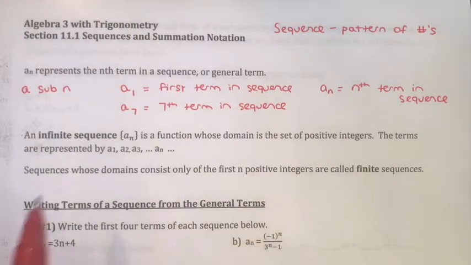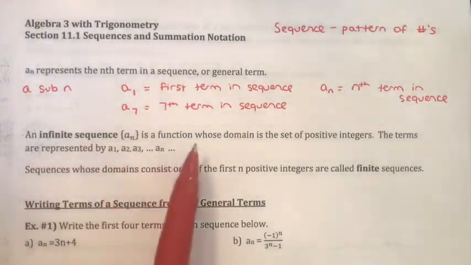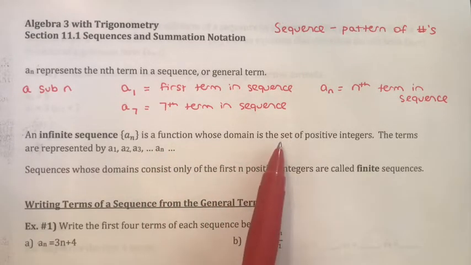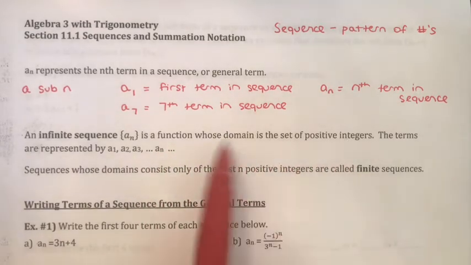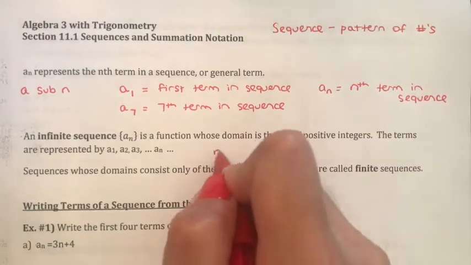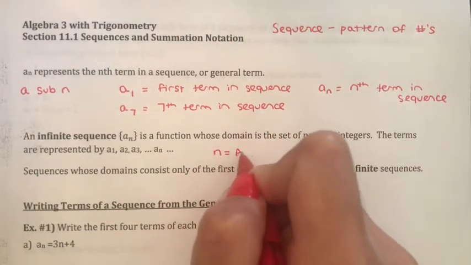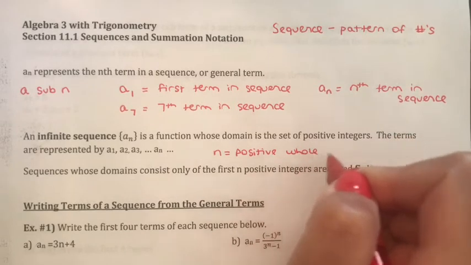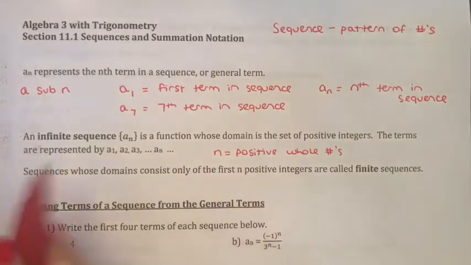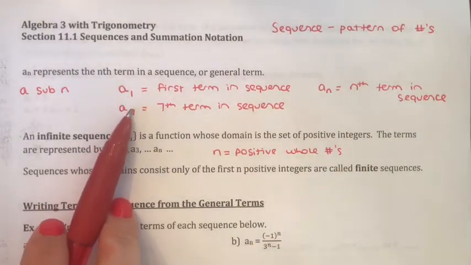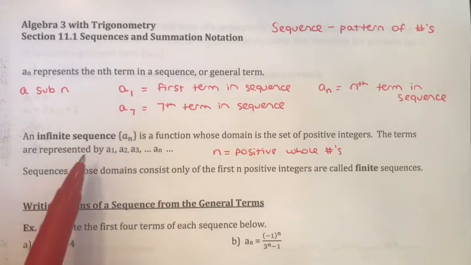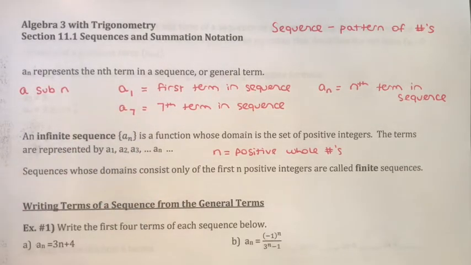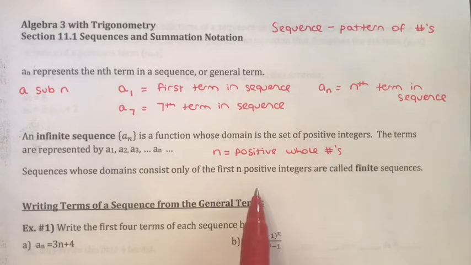So an infinite sequence is a function whose domain is the set of all positive integers. That means your n can only be positive whole numbers, which makes sense because if we're talking about the first term, the second term, the third term, we're not talking about in-between terms. You can't have the 2.7th term in a sequence. That doesn't make sense.